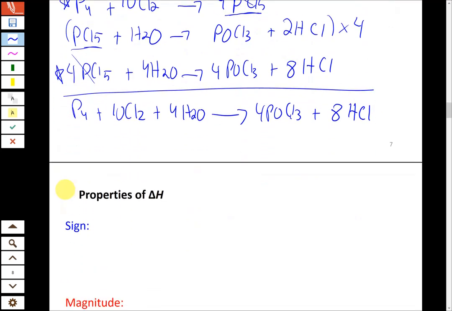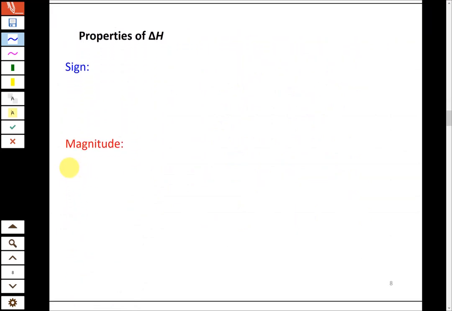So let's circle back and talk about some of the properties of delta H that are important. We've already talked about some of these, but it's going to be important in this context as well. The sign of delta H, we talked about, can be positive or negative, depending on whether it's endothermic or exothermic.